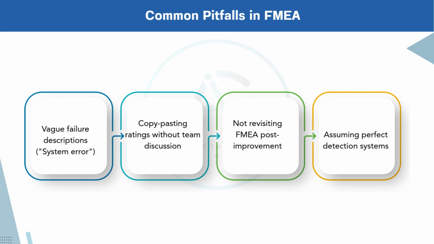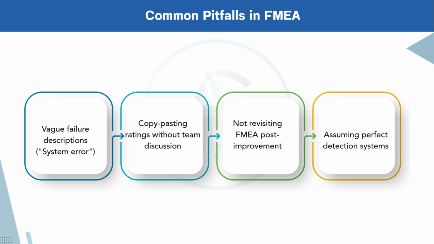These issues often lead to poor quality analysis and ineffective risk mitigation. Let's walk through each one. Vague failure descriptions: "system error." This is one of the most frequent issues. Using unclear terms like system error or process breakdown without specifying what exactly failed. We need precise and actionable failure modes. For example, login timeout due to session expiry is much clearer than just system error.